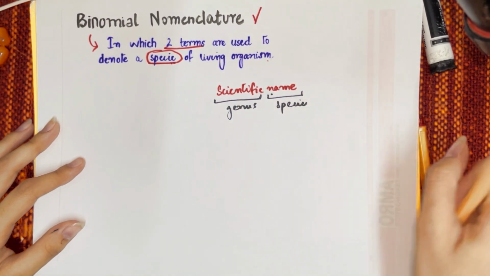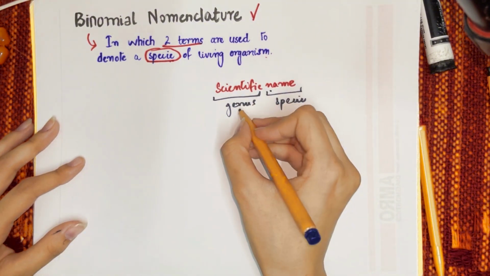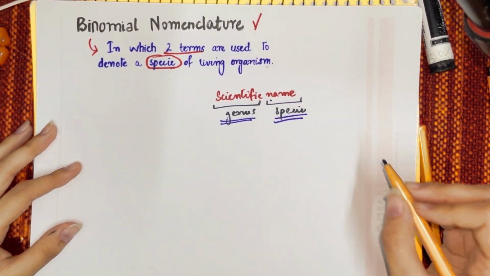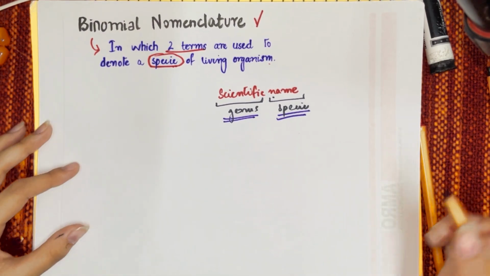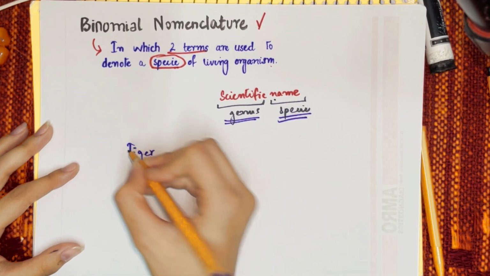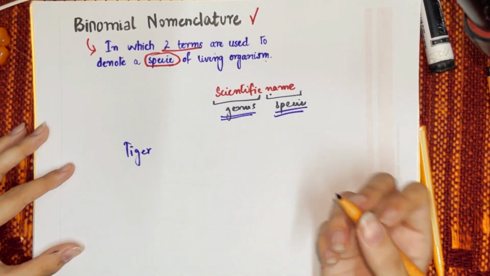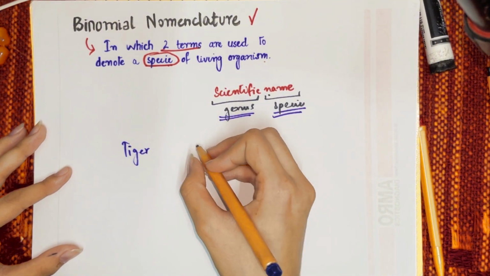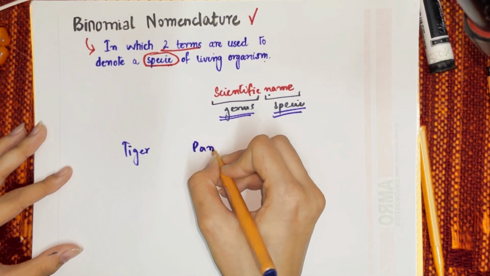What you need to remember is that first there would be the name of the genus, then the name of the species. This is how it is orderly arranged. Let's take an example of a tiger. Tiger in our normal language is said to be a tiger, which is a very common name of an animal, and in scientific name we call it Panthera tigris.